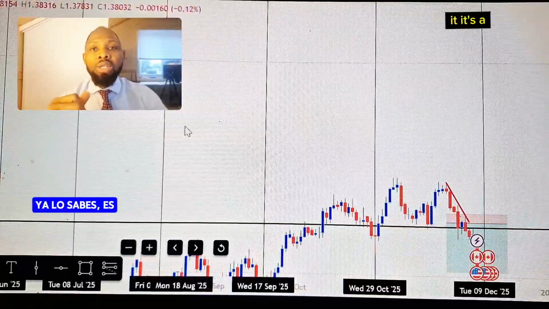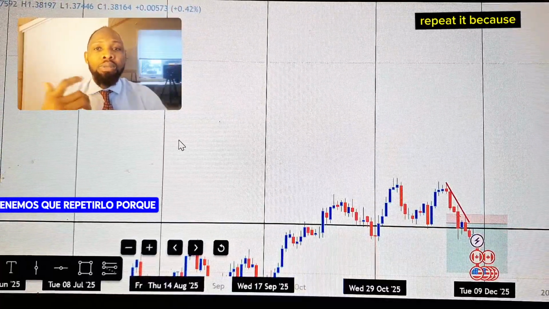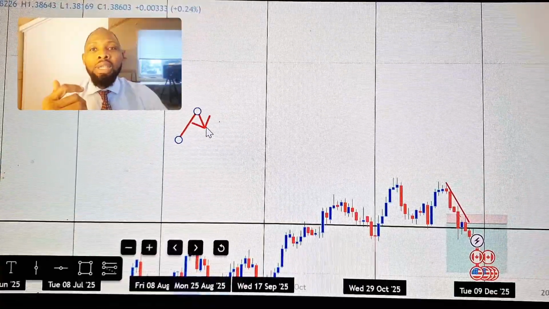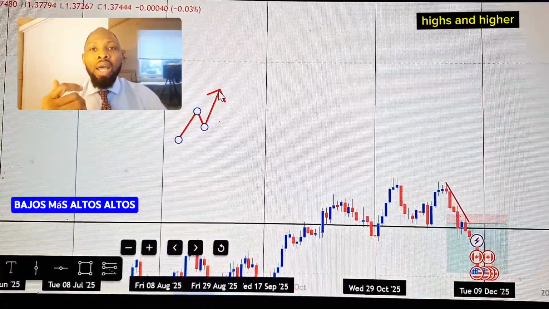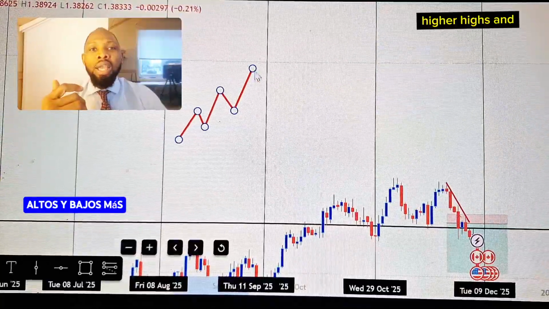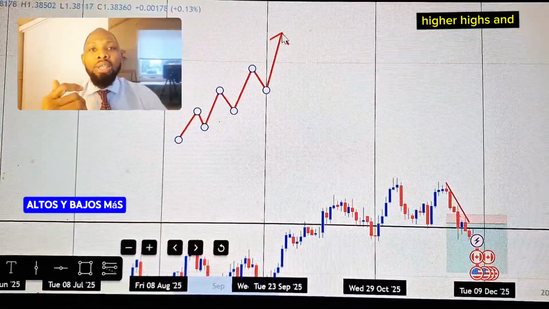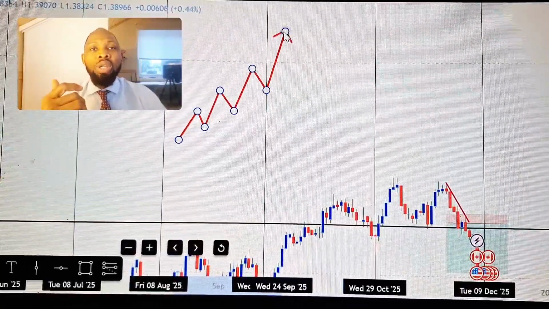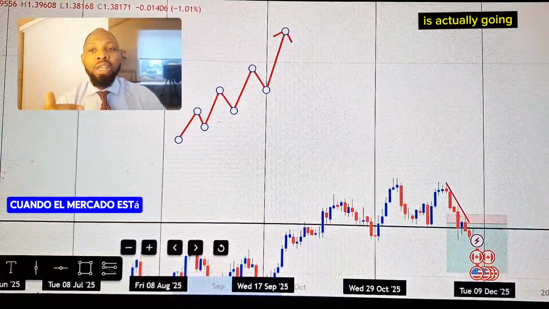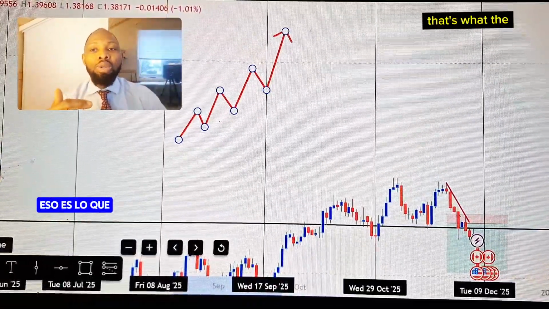When you talk about market structure, if you are not new to trading, you already know it. It's very simple, but we have to repeat it because it's always the basics. The market makes higher highs and higher lows, higher highs and higher lows, and so on. That is what the market is actually doing when it is going up.